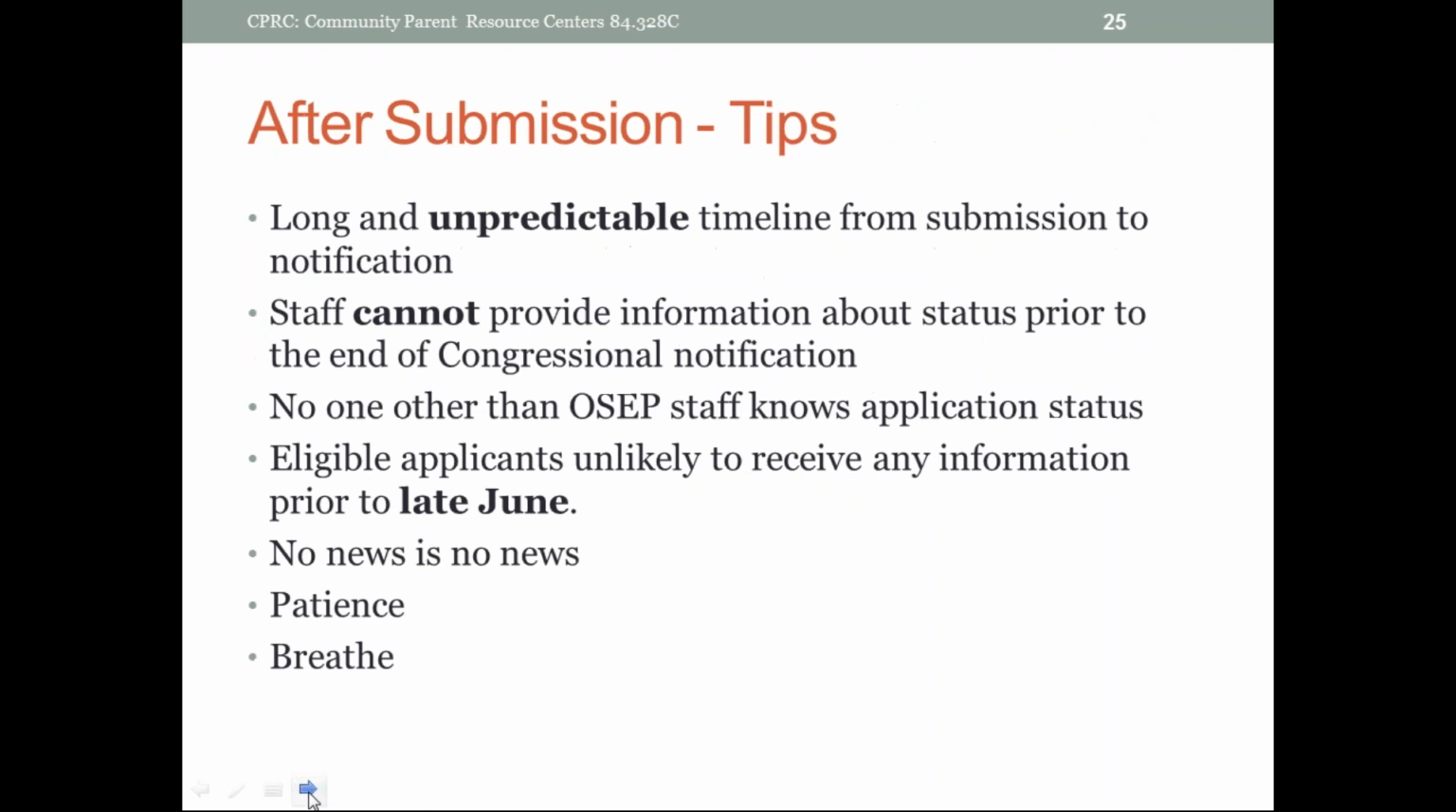Let me go on to the next page. The process for going through this from when you submit on April 11th to when you find out yay or nay on your application is unpredictable and it's long. And for you as applicants, it probably seems even longer. We cannot predict how long that will take in order to go through all these steps.